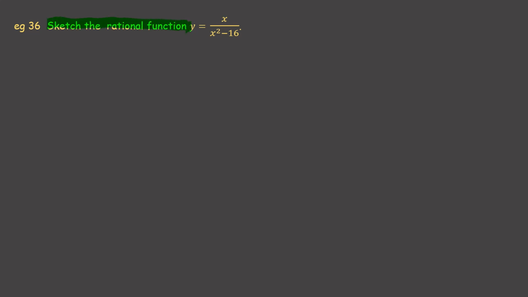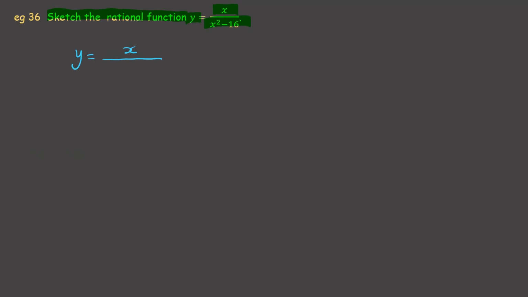Sketch the rational function y is equal to x divided by x squared minus 16. So the first thing I'm going to do here is factorize the bottom, and it's a difference of perfect squares, so it is going to be x minus 4, x plus 4. And that tells me that I have vertical asymptotes. And remember, those will be where the denominator becomes 0. We'll have x is equal to plus or minus 4.